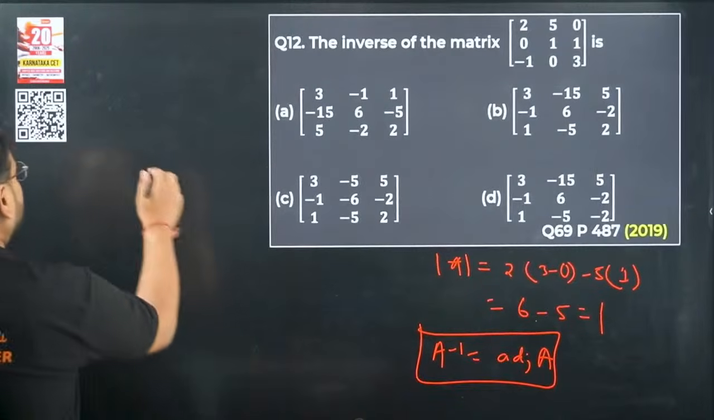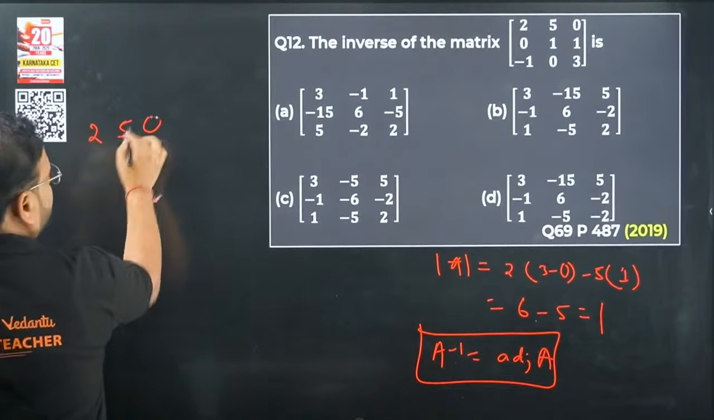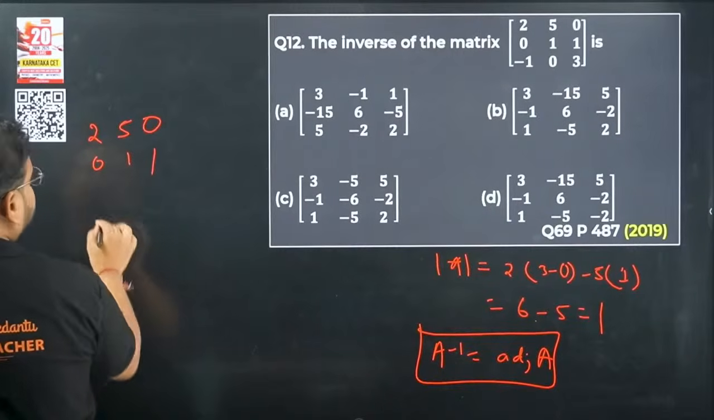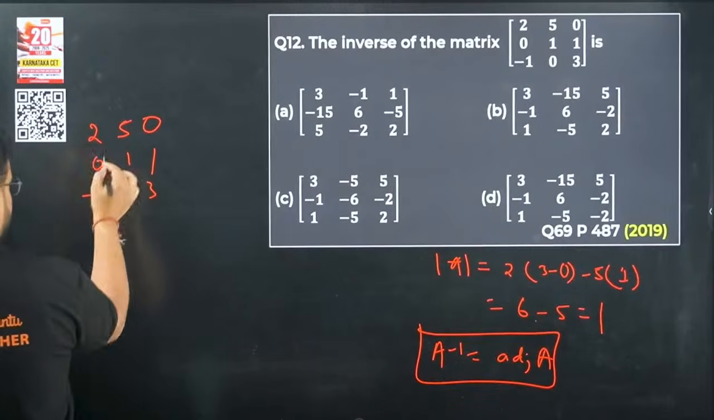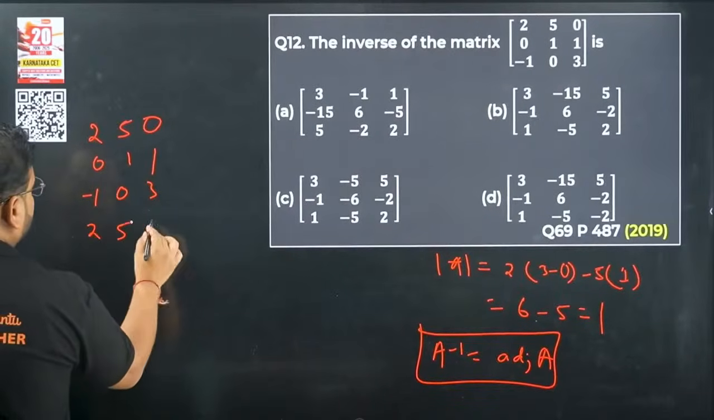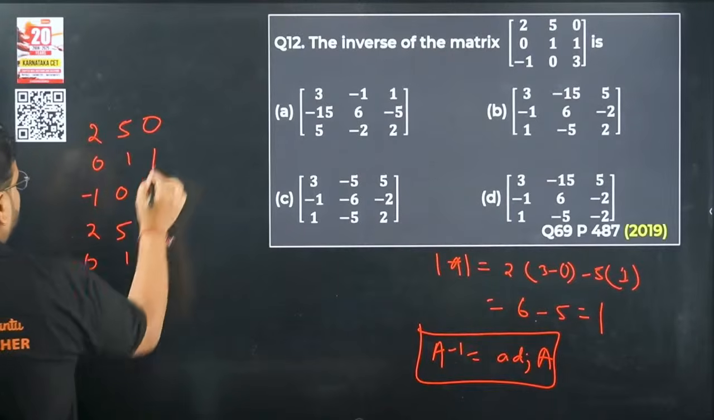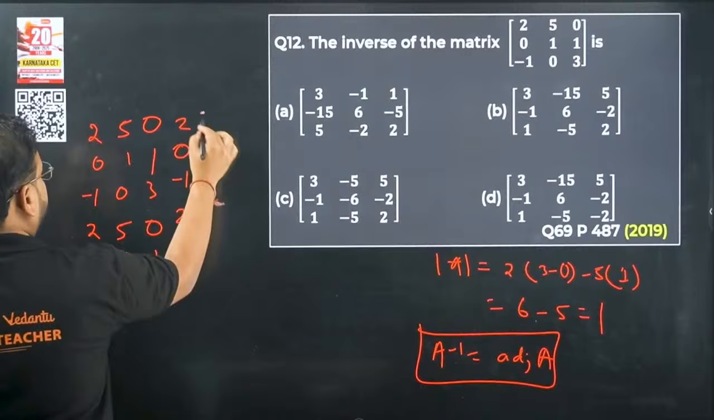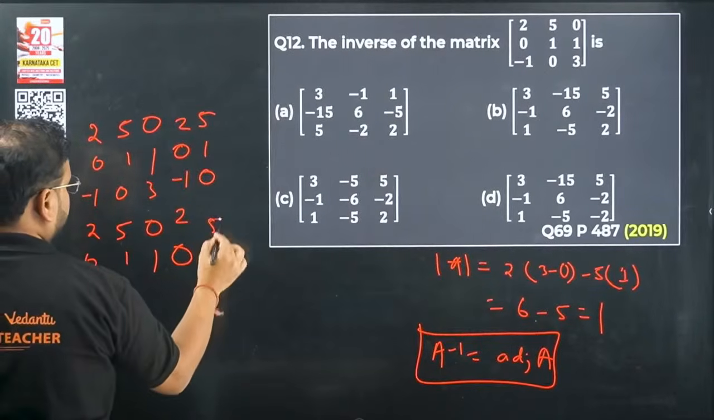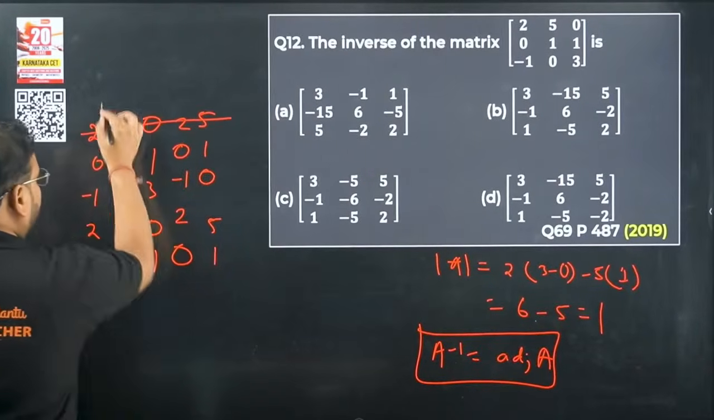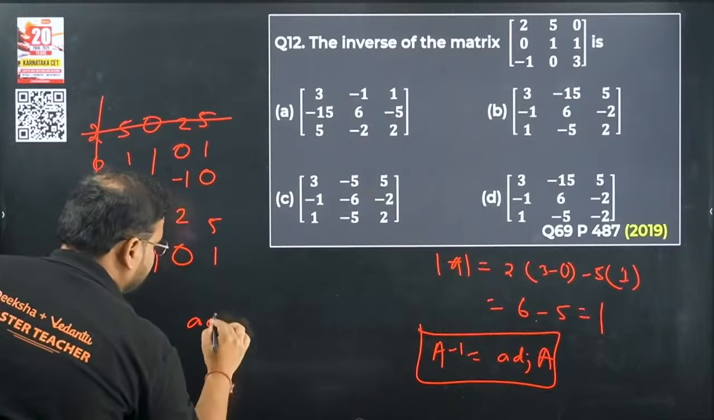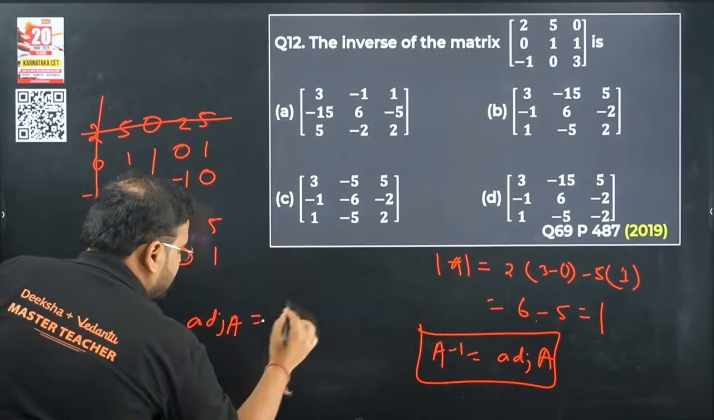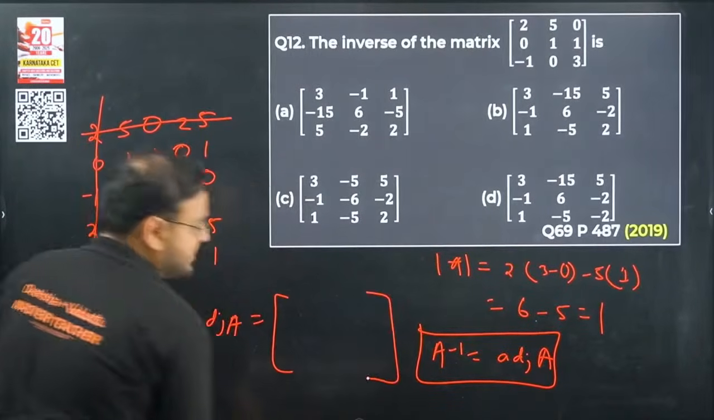No, it will not take. Just write this. 250, 011, minus 103. The first row you repeat: 250, 011, and again 2 columns you repeat: 20 minus 1, 20, 510, 51. Remove the first row, first column, write the adjoint. You'll see. Start solving first.